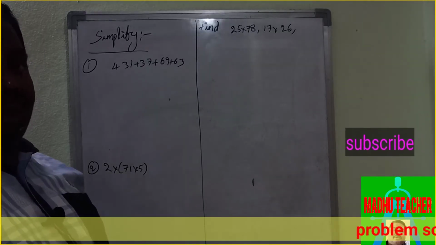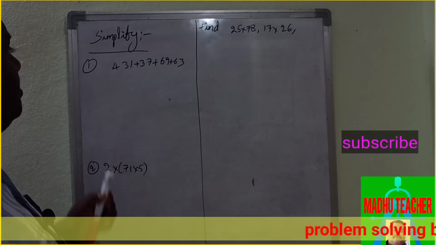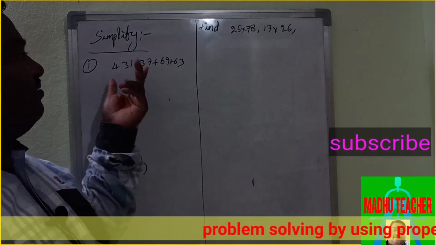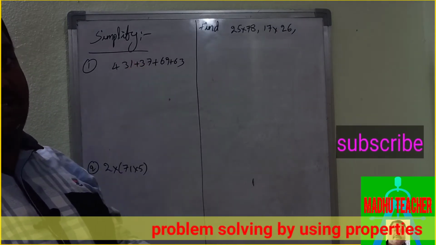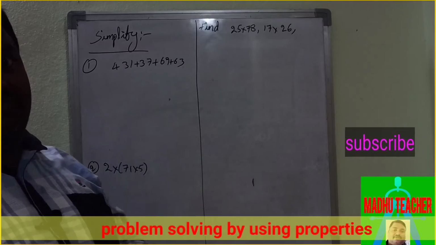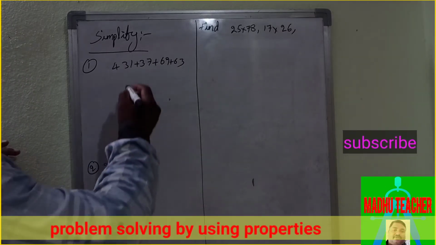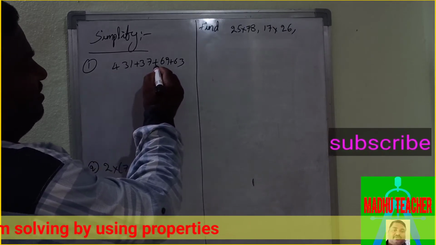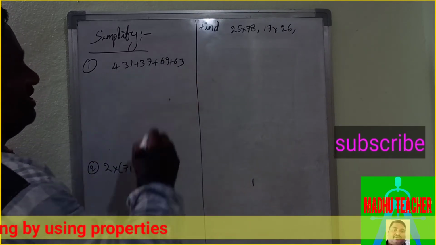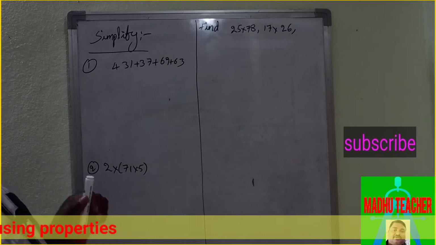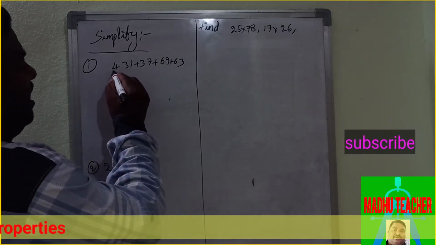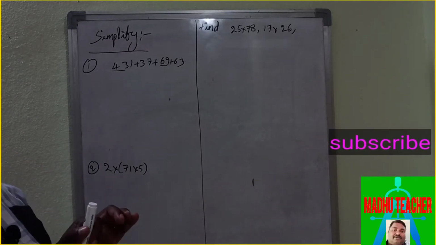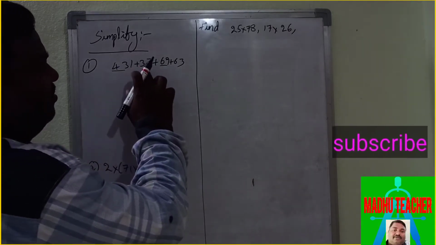Let us see some problems. First one, simplify. You have to simplify using the properties we discussed previously. So let us see the first one. This is 431 plus 37 plus 69 plus 63. By observing, by adding these two, we can simplify easily, and also these two.